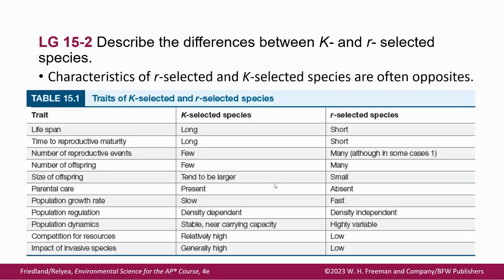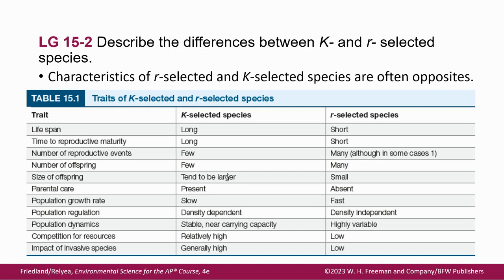So here's a quick table of the different things that you could use to identify whether it's a K selected species or an R selected species. Typically, K selected is going to have a longer lifespan. They're going to have a longer time to reach reproductive maturity. They don't have as many reproductive events, so that means they don't have as many children. When they do have children, it's not that many at one time. The offspring tend to be larger. Their growth rate is slow.